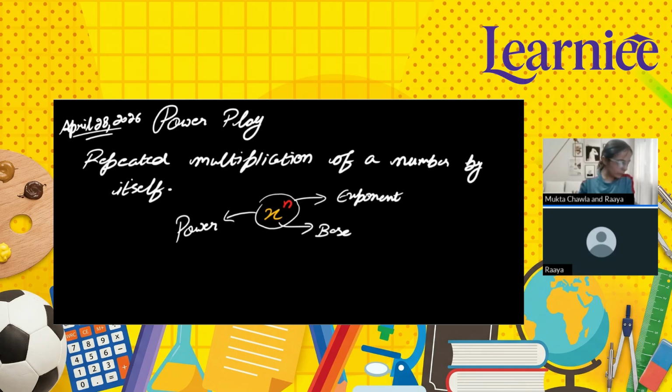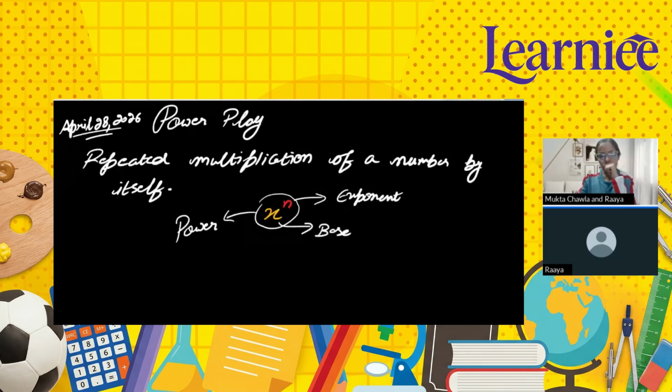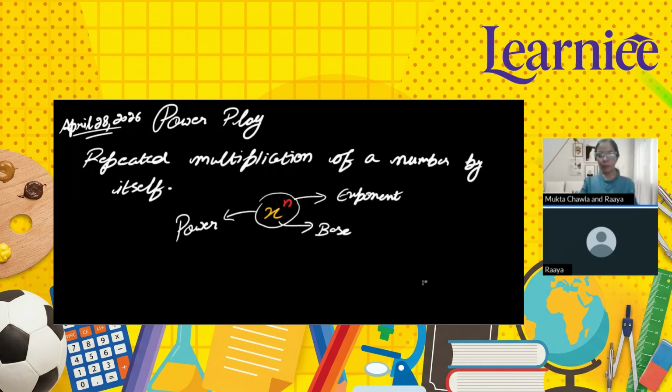Now what else is there? Some properties are there. Do you know the exponent properties, laws of exponents? Yes. Like if it's x, the same number and the power is different, and you have to divide it, you put the same base and just subtract the powers. Very good.